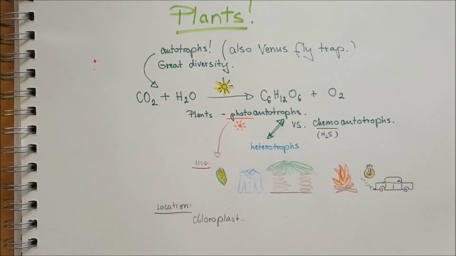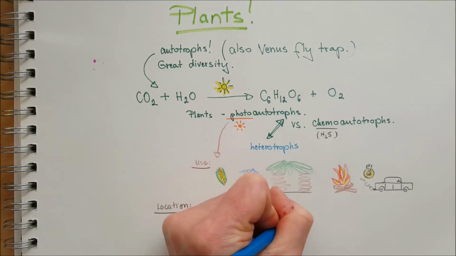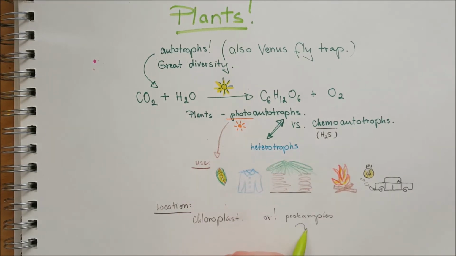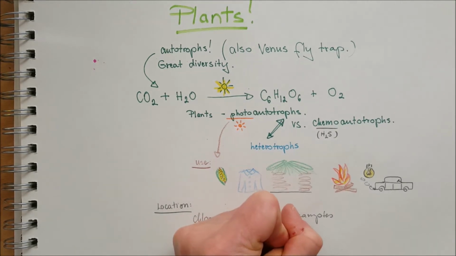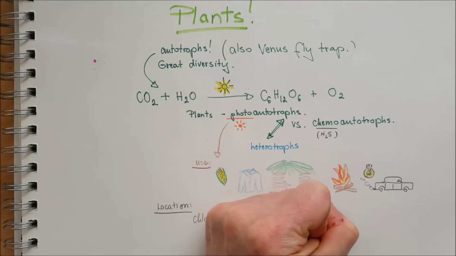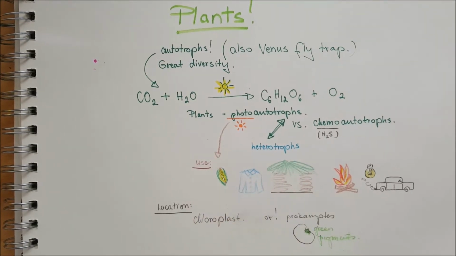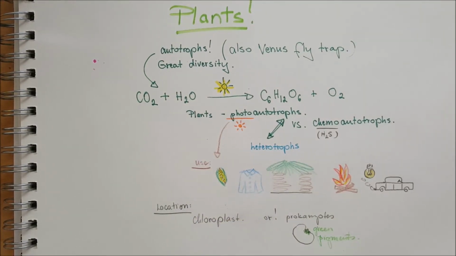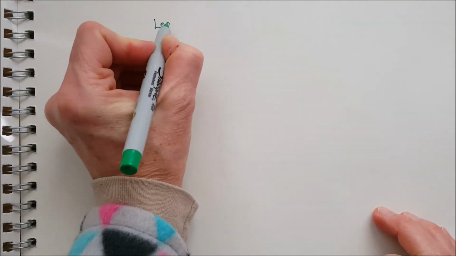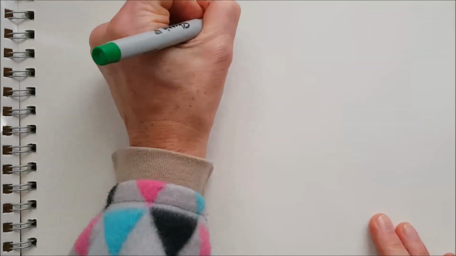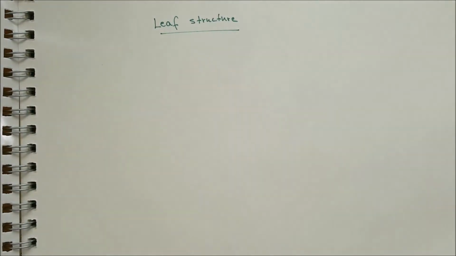The location where photosynthesis takes place is the chloroplast, or in the prokaryotes, because some of them, the cyanobacteria, can produce their own food. So it's an autotroph. The indentation of the cell membrane contains some proteins that do a similar reaction for photosynthesis.